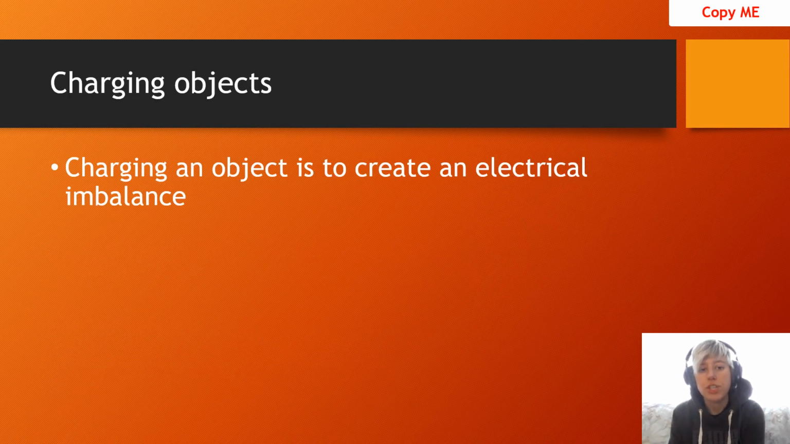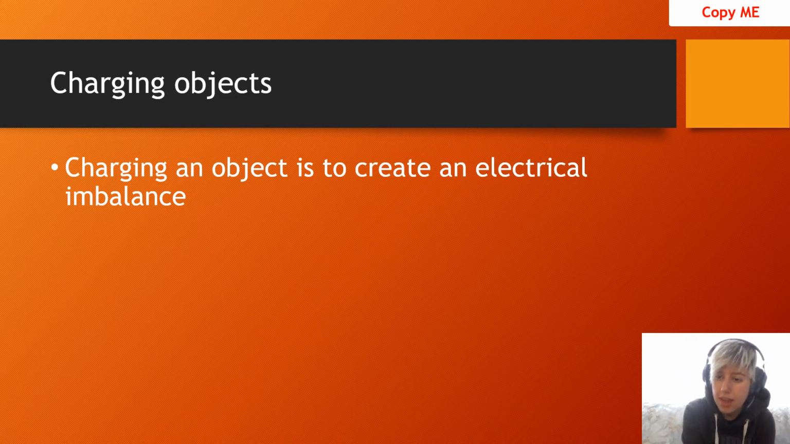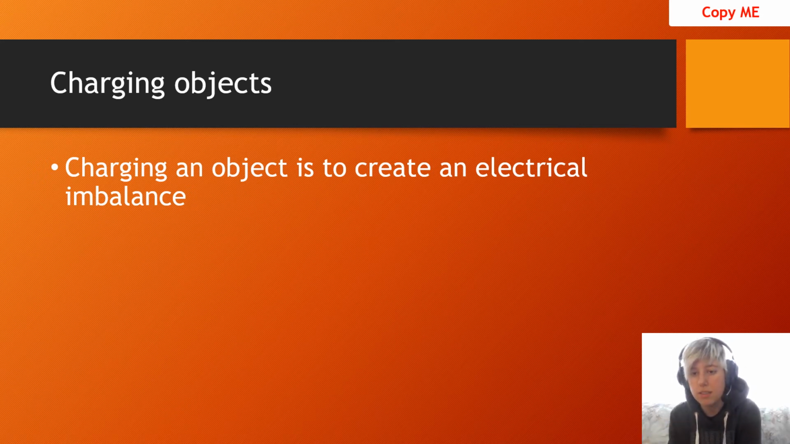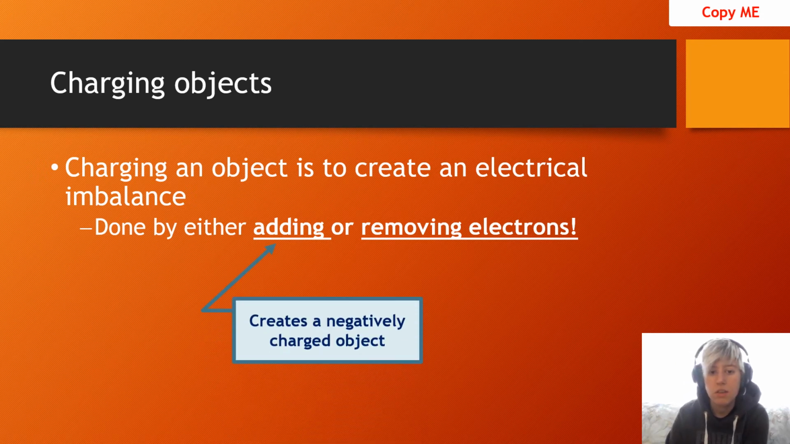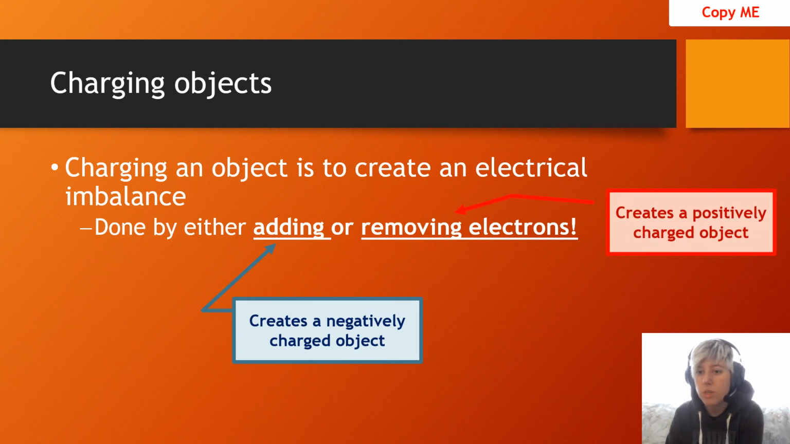So when we're charging an object, we're basically creating an electrical imbalance, in the sense that one object has a negative electric charge due to a gaining of electrons, and one object has a positive electric charge due to a loss of electrons. So we always need to remember it's the movement of electrons that causes this charge imbalance. And this is done by adding, which produces a negatively charged object, or removing, which produces a positively charged object.